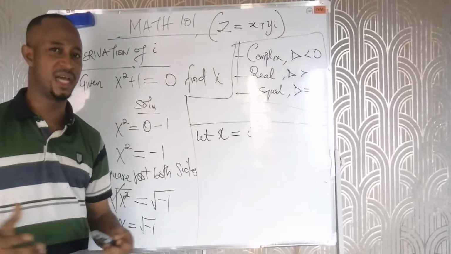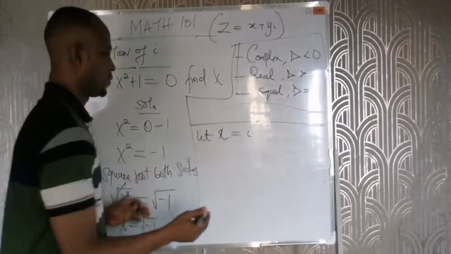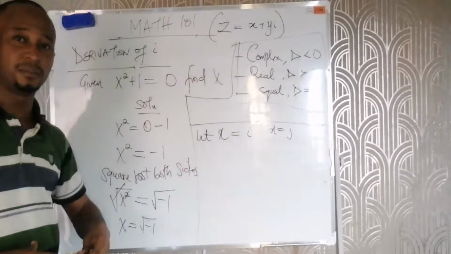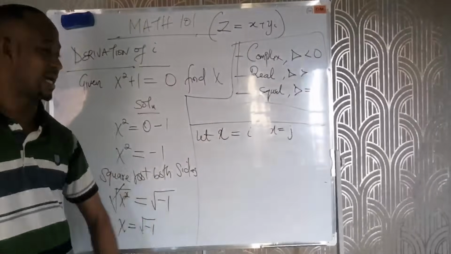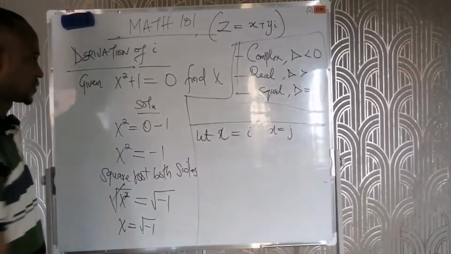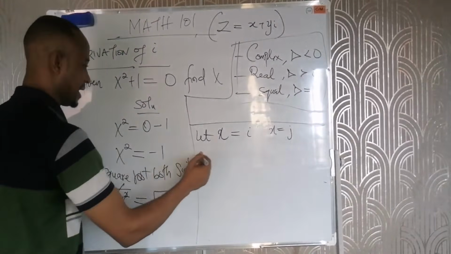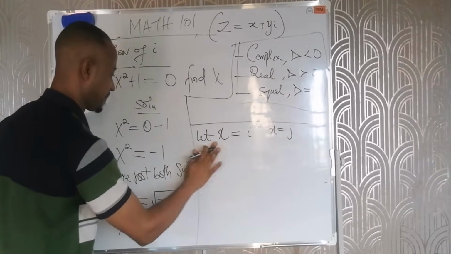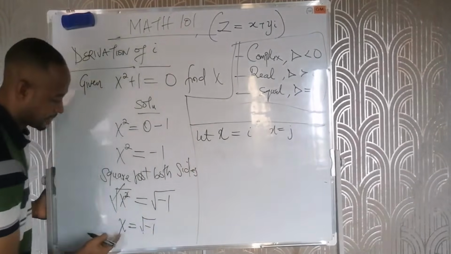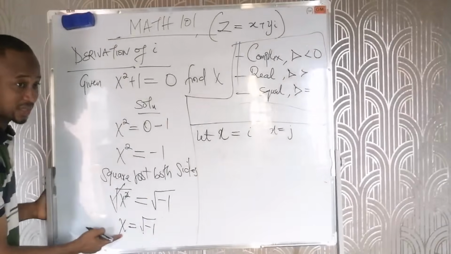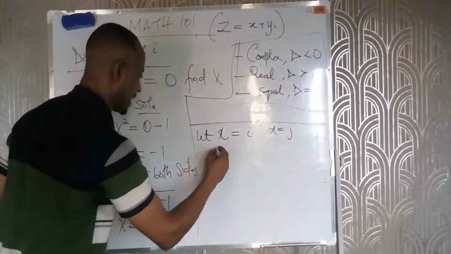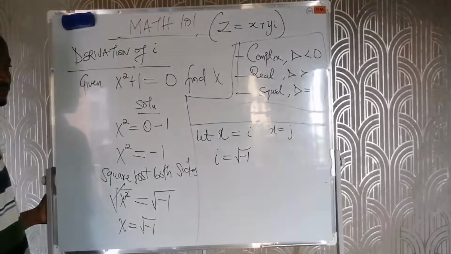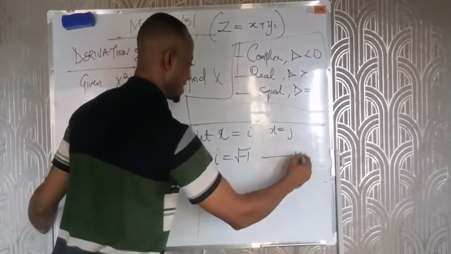In engineering, we use J. Some will say let x equal to J. But in pure mathematics, we just use I to represent x. So if x equals I, that implies that I is equal to the square root of minus 1. This is the first thing I expect.